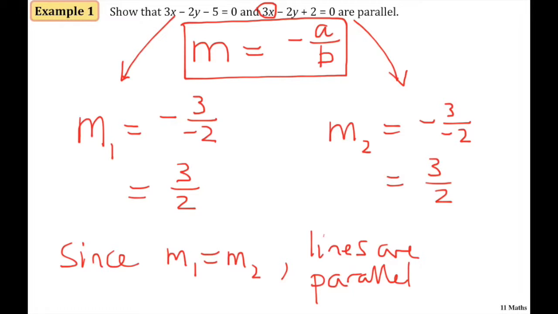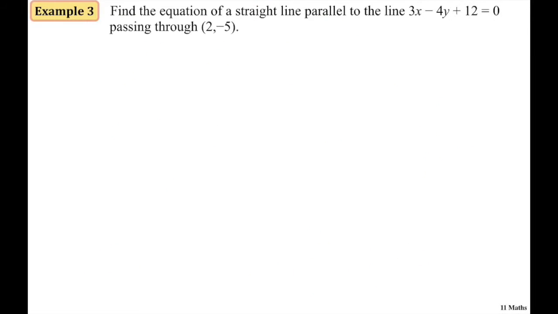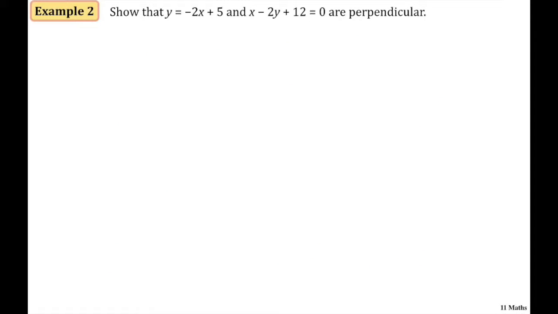Let's try the next one. Show that these two lines are perpendicular. The first line is already in the form y equals mx plus b, so the gradient of the first line is equal to -2, because it's the number in front of x. For the gradient of the second line, I'm going to use this formula here.